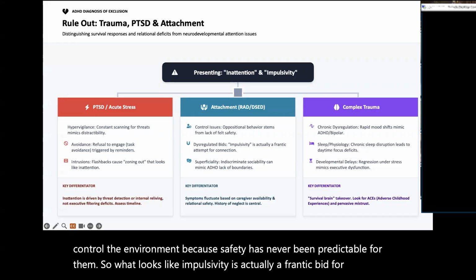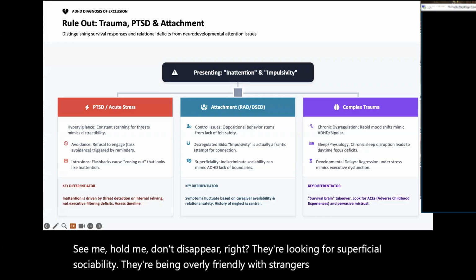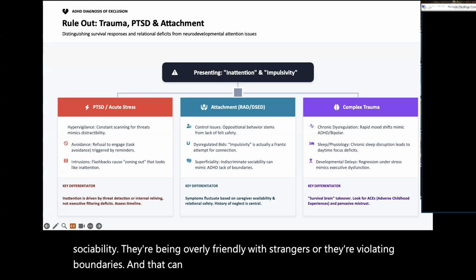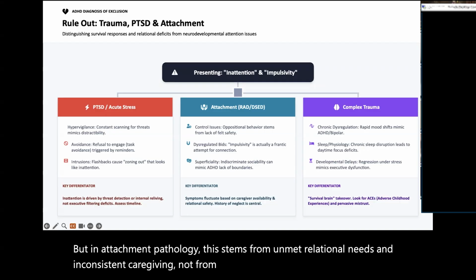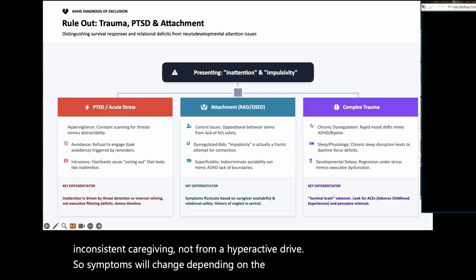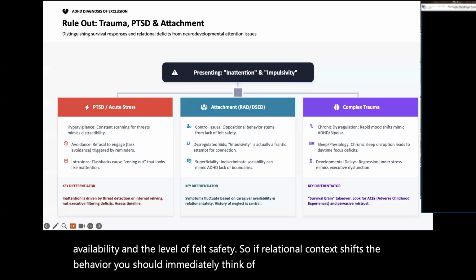See me, hold me, don't disappear, right? They're looking for superficial sociability. They're being overly friendly with strangers or they're violating boundaries, and that can be mistaken for ADHD impulsivity. But in attachment pathology, this stems from unmet relational needs and inconsistent caregiving, not from a hyperactive drive. So symptoms will change depending on the caregiver's presence, availability, and the level of felt safety. If relational context shifts the behavior, you should immediately think of attachment, not ADHD.